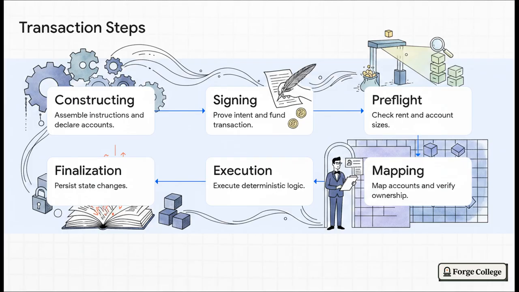This is where the runtime pulls your declared accounts into memory and checks in with that bouncer we talked about earlier, verifying ownership and write privileges. Only after all of that do we finally get to execution, the actual running of your program logic. And then, finally, finalization, where your state changes are persisted to the chain. The huge takeaway here: the runtime only makes the accounts you explicitly declared accessible. If you forget to list one or forget to mark it as writable, boom, your transaction fails instantly.